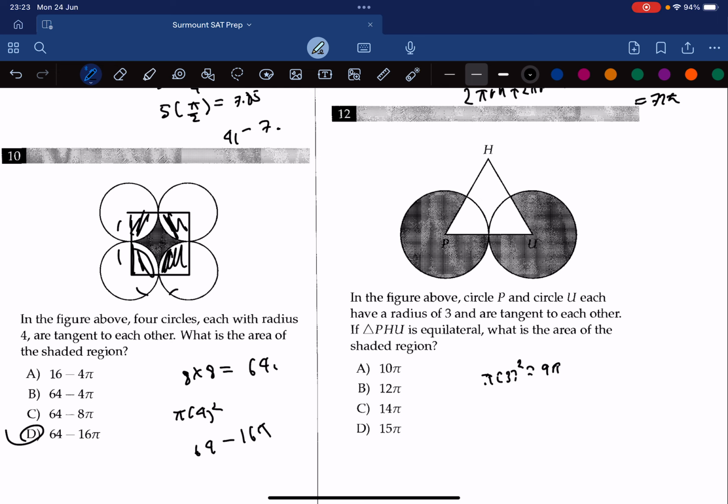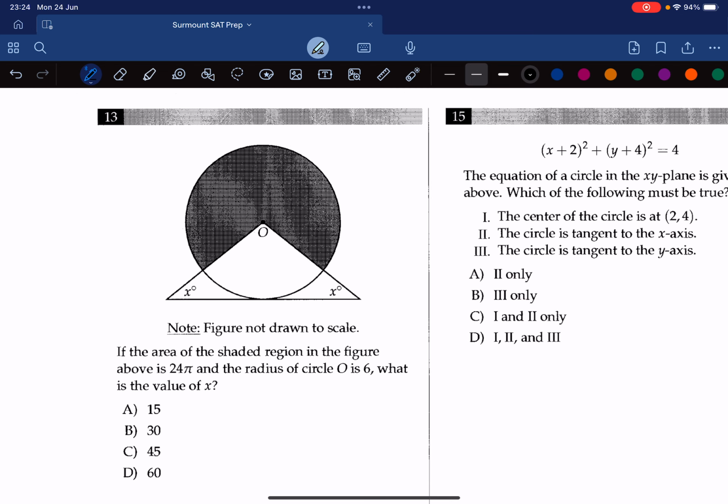And to get the shaded region, all we need to do is to subtract out the unshaded portions from both of these circles, right? And because we know that this triangle is equilateral, then HPU here and also HUP here must all be 60 degrees, which means that the unshaded sectors are each 1/6 of their respective circles. So we get 9 pi plus 9 pi minus 1 over 6 of 9 pi minus 1 over 6 of 9 pi. And that will give us 18 pi, minus 3 pi, 15 pi. So the answer is D.